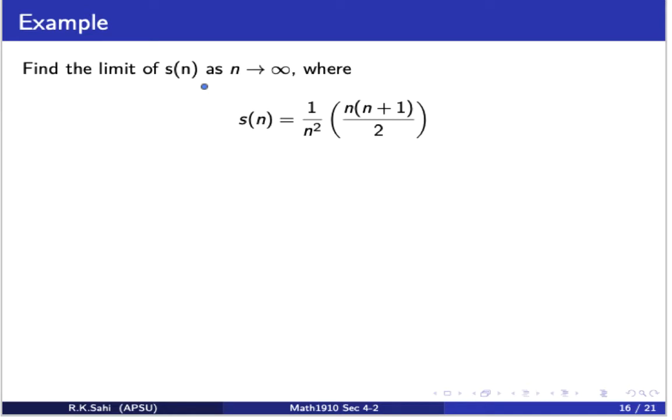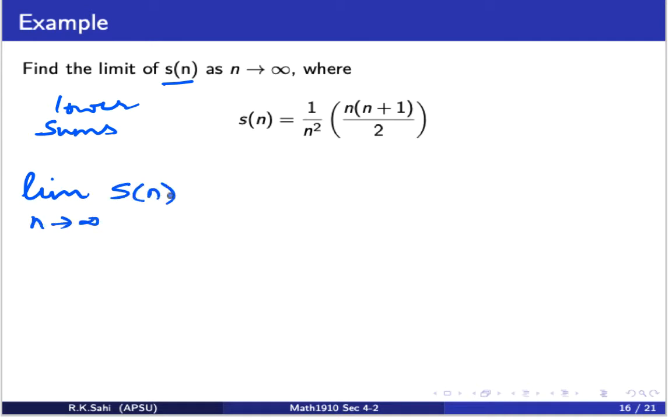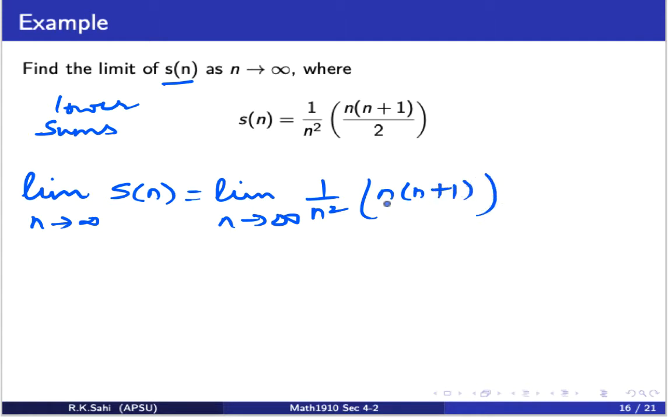It says find the limit of S_n. Now remember, what is my S_n? It is the lower sums, as n tends to infinity. In other words, what is the limit as n tends to infinity of S_n? These are all the lower sums. You don't have to worry, we just have to apply what we have learned. So the limit as n tends to infinity of 1 over n squared, times n(n plus 1) over 2.